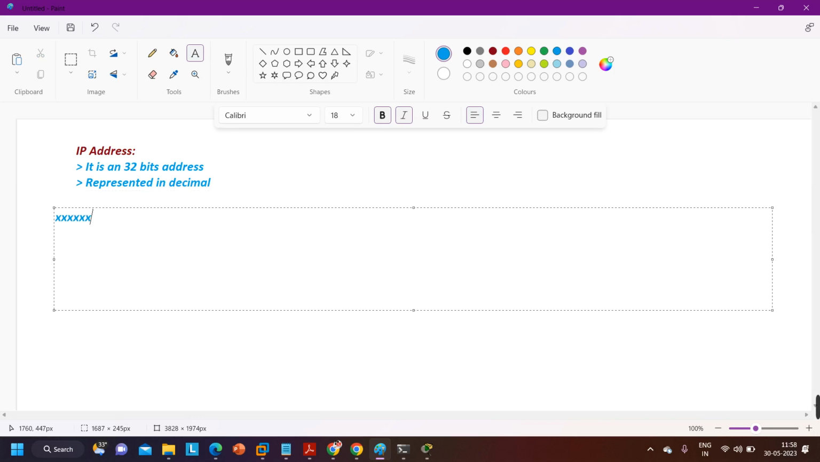1 2 3 4 5 6 7 8 9 10 11 12 13 14 15 16 17 18 19 20 21 22 23 24 25 26 27 28 29 30 31 32. How many bits are there? Should be 32. 32 bits are there. And what can each X be? You know, we represent an IP address in decimal, but it is a 32-bit address.